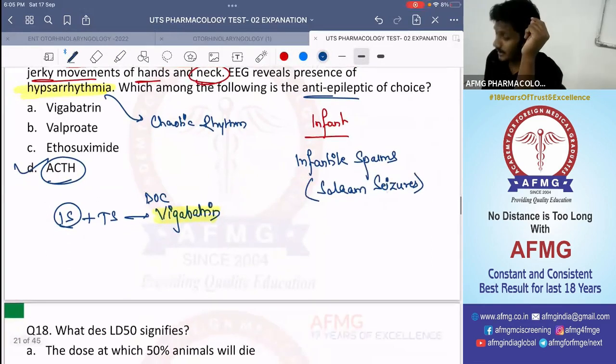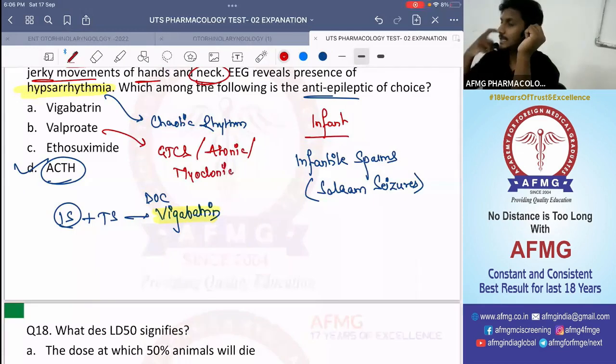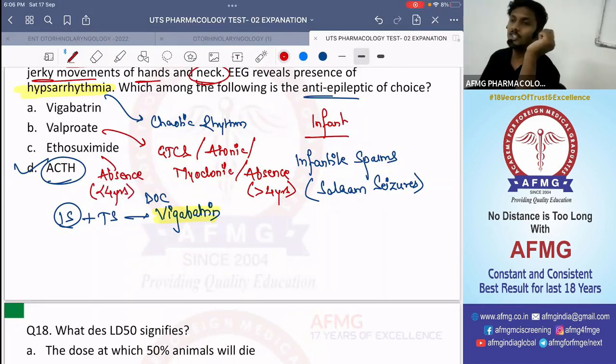No issues to anybody? For most of the types of epilepsy, the drug of choice is valproate. For seizures like generalized tonic-clonic seizures, atonic seizures, myoclonic seizures, and even in cases of absence seizures, but when the child is more than 4 years of age. And ethosuximide is the drug of choice for absence seizures when the child is less than 4 years of age. कोई दिक्कत नहीं है इसमें, तो ये important है.